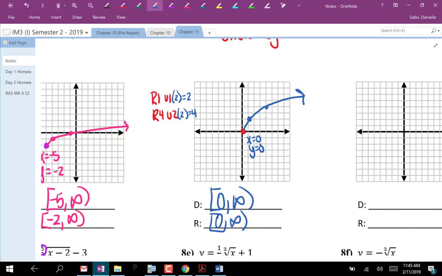The biggest thing I really need you to remember is the transformations. You can't use the calculator to figure out your transformations. You have to use your brain.